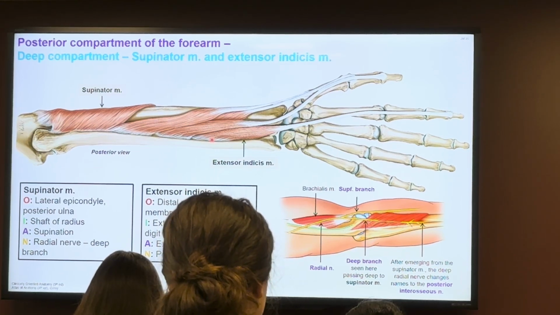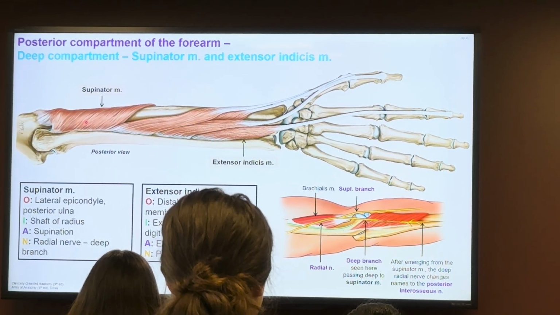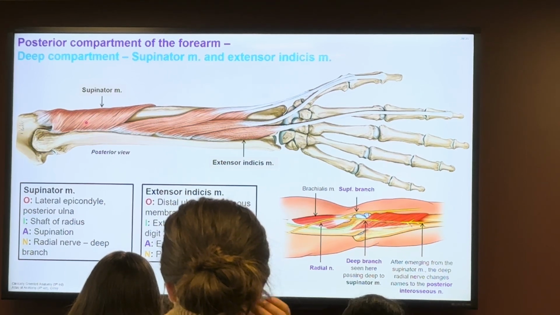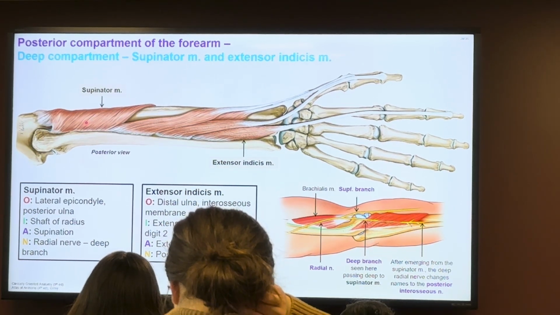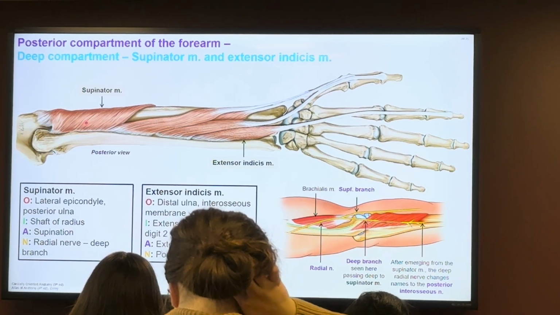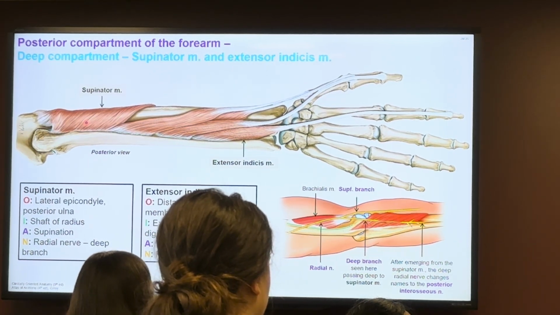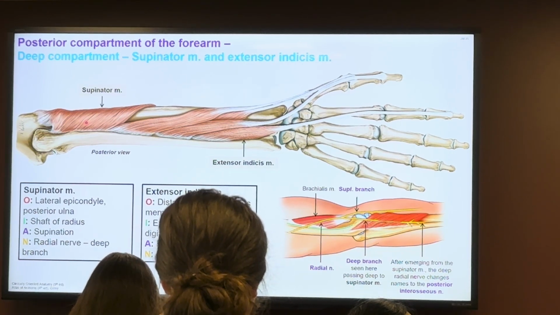All right, so move into the deep compartment now. The deep compartment muscles, the first one I see here is the supinator. When I'm thinking the posterior compartment or the extensor compartment of the forearm, I do have a supinator back there to help. Remember, which muscle is your primary supinator? Anyone remember? Biceps. Yes, the biceps brachii muscle is your strongest supinator.